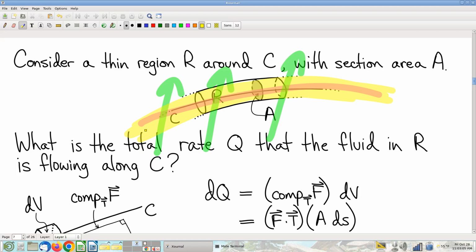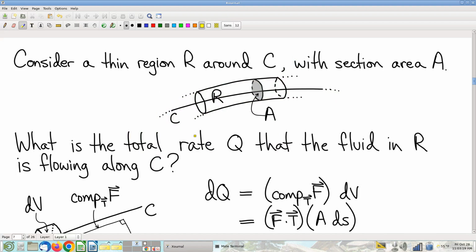And let's just suppose, for whatever reason, that I'm interested in knowing the extent to which the fluid is flowing along the curve. So that's the question we're going to ask. What is the total, along the entire curve, looking at all nearby pieces of fluid, when you add up how much each is flowing along the curve, what's that total amount? So, kind of a weird question.